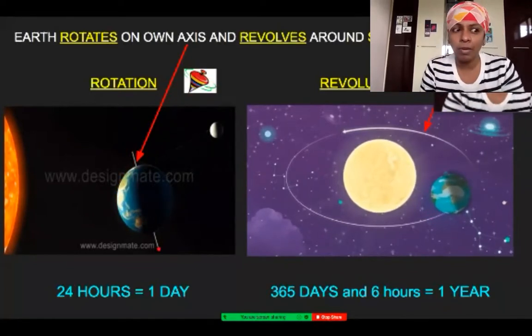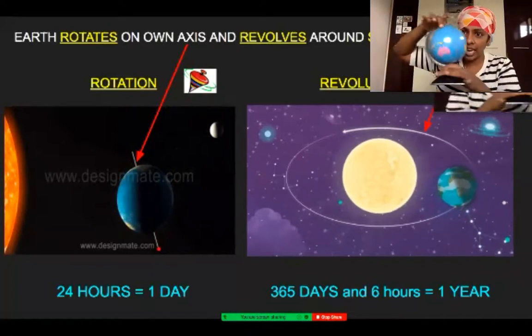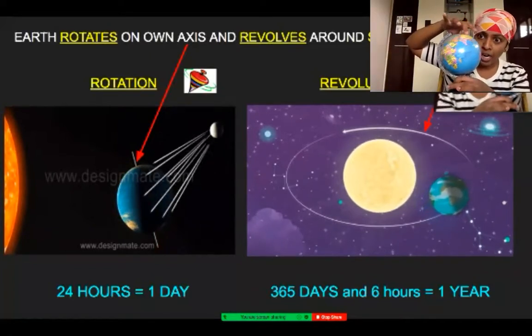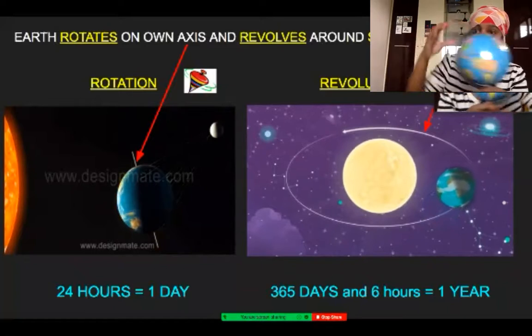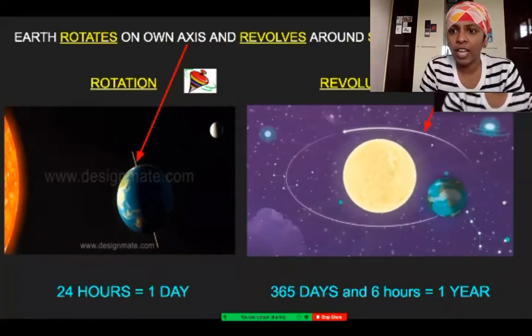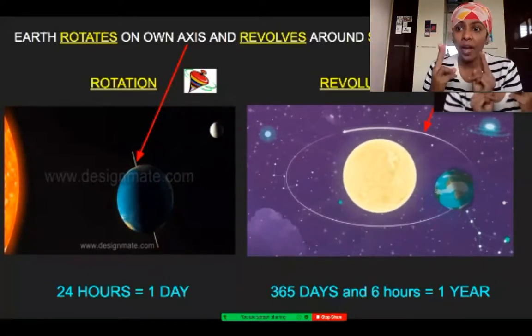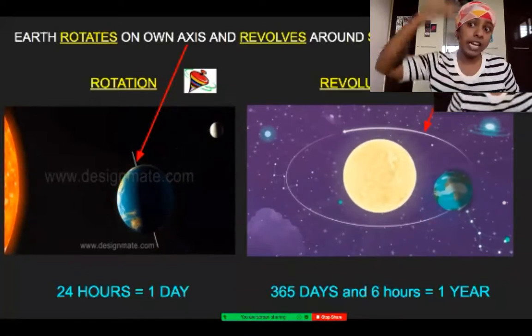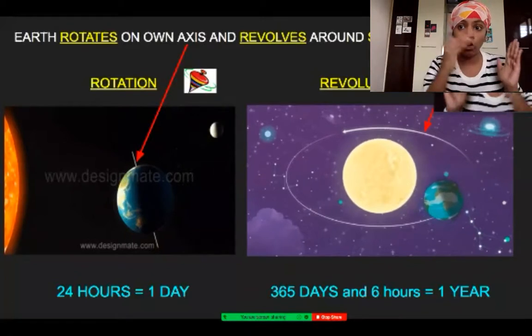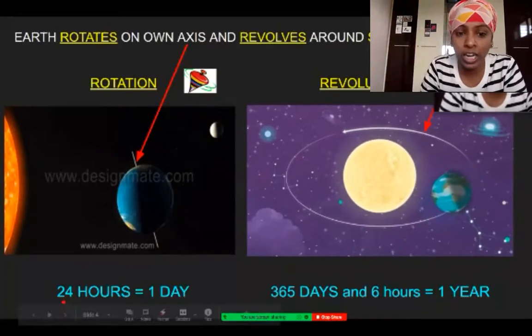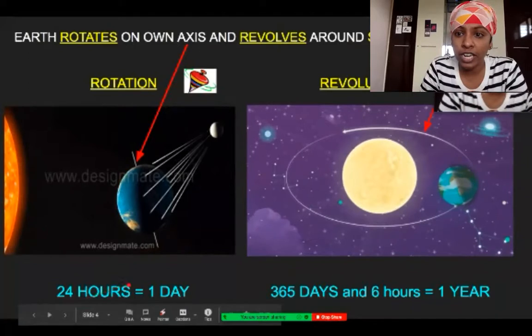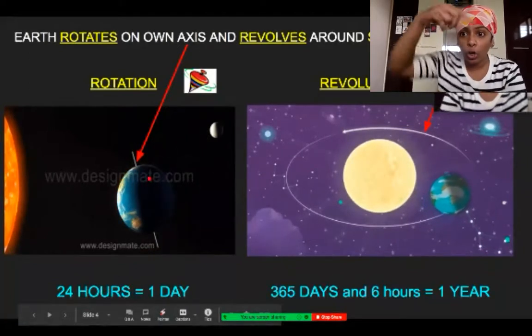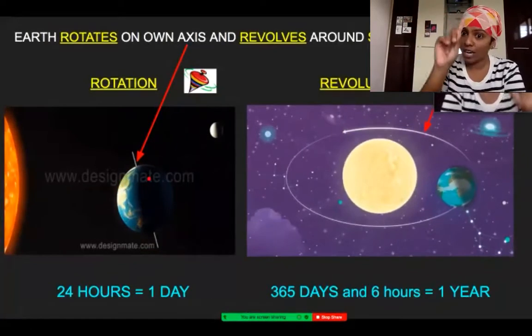And kitna time lagta hai ek rotation karne ke liye? Ek bar pura ghumne ke liye, rotate karne ke liye, the earth takes one day. And one day means how many hours? 24 hours. Raat 12 baje se next raat ka 12 baje tak, 12 o'clock in the night, next day 12 o'clock in the night, 24 hours it takes to make one rotation.